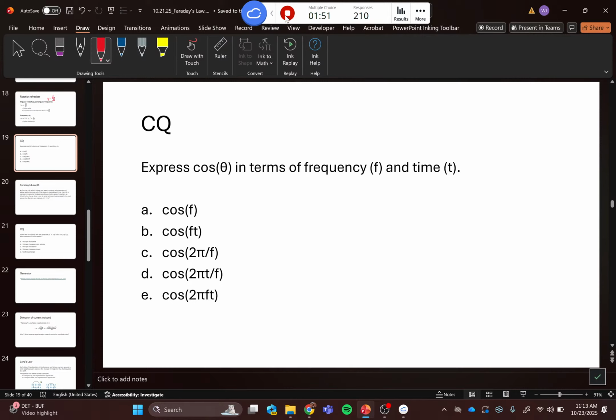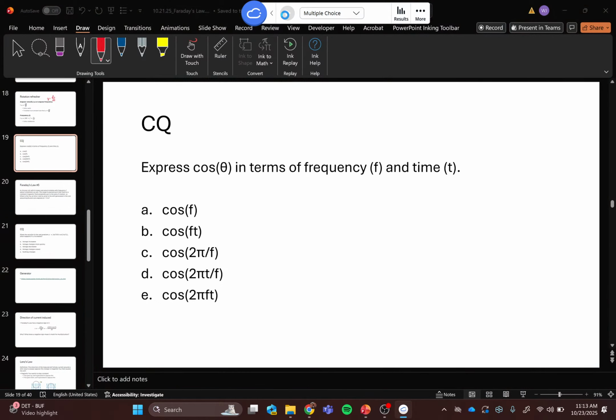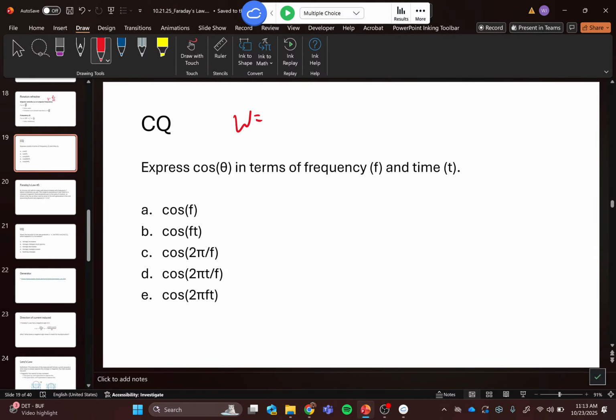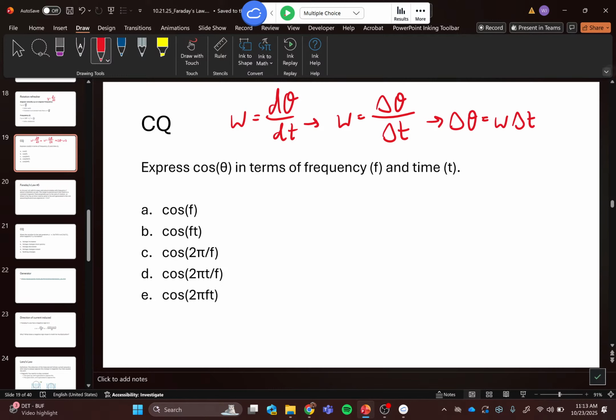All right, if we have a constant angular velocity, so on the last slide, I told you all angular velocity was defined as this: omega equals d theta dt. If you have a constant angular velocity, you can change it to deltas and rearrange this. So delta theta equals omega delta t. And if you just pick your starting time as 0 and your starting angle as 0, it just turns into theta equals omega t. You can pick your starting point.